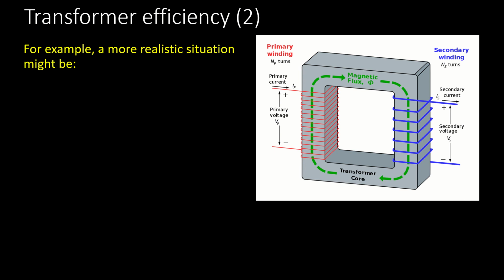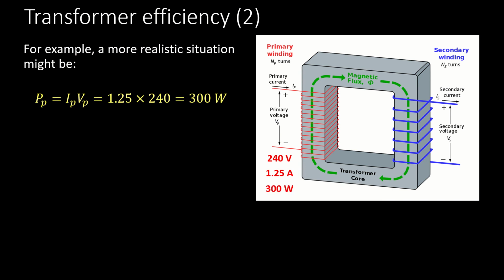So, for example, a more realistic situation might be if we're putting our 240 volts and 1.25 amps in. So we're putting in the power of 300 watts, but we might not be getting quite what we expected out. Like we might only get 98 volts rather than the 100 volts we were expecting. And we might get only 2.98 amps rather than the 3 amps we were expecting. So that means we're only getting a secondary power, if you multiply the current by the voltage, of 292 watts out rather than the 300 watts we were putting in. And the difference has been lost as heat.